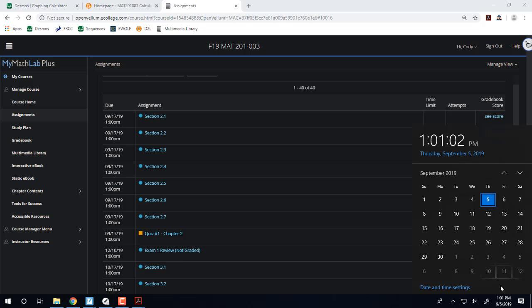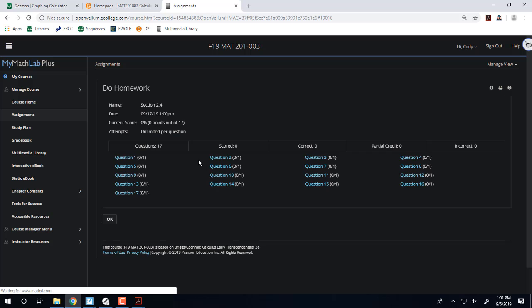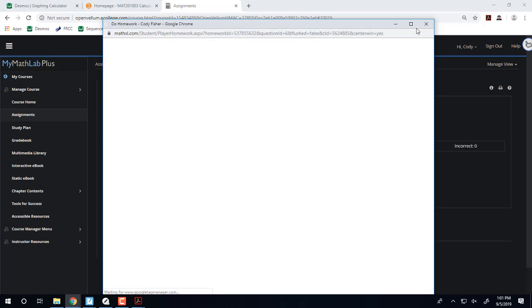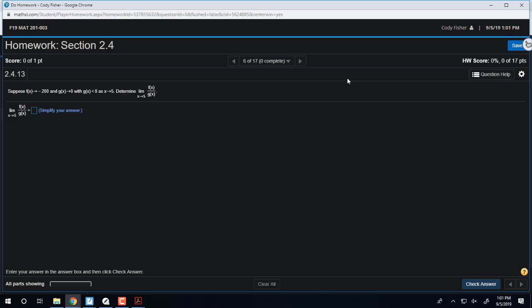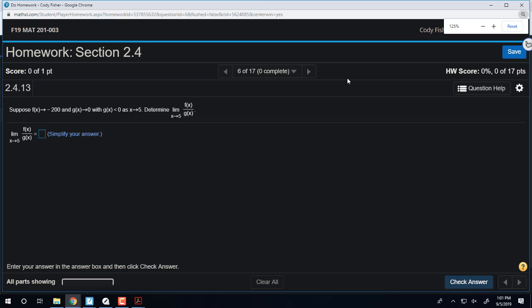Does anyone have any questions over the homework? Yeah. I got the answer because it's pretty simple, but I was confused about what they were asking. I mean, number 6 in 2.4. Is it this one? Yeah.